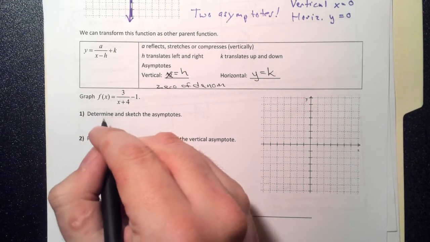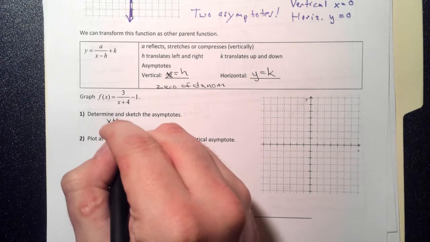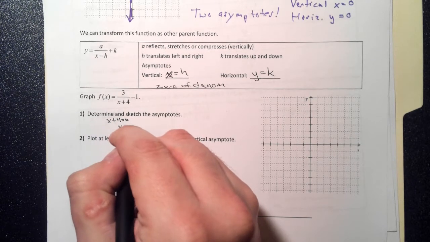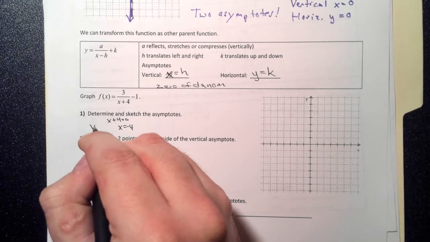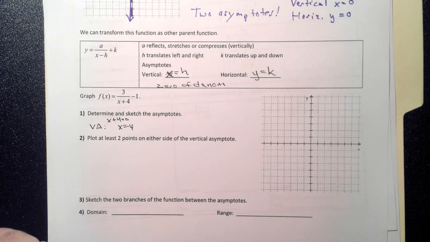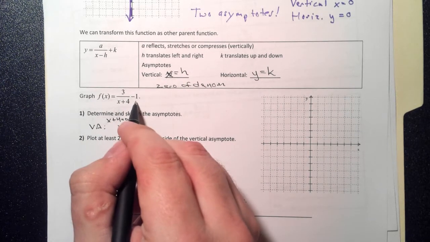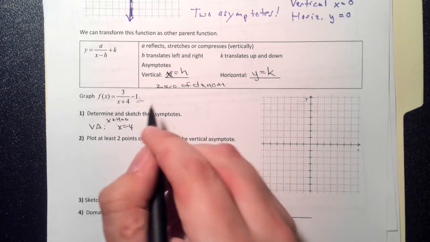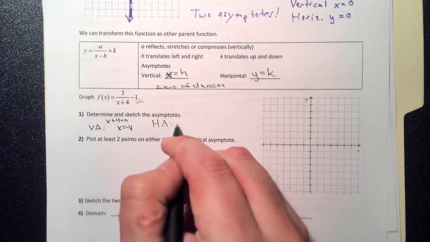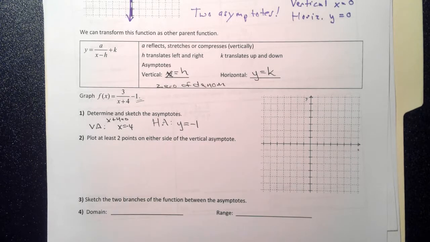So for my asymptotes, I think about the denominator being 0. If x plus 4 equals 0, then x equals negative 4. That is my vertical asymptote. My horizontal asymptote, I look at all these numbers and I know that vertical translation is going to tell me my horizontal asymptote is y equals negative 1.